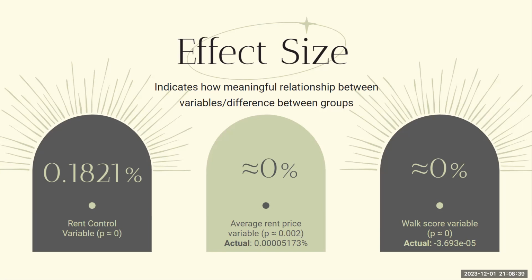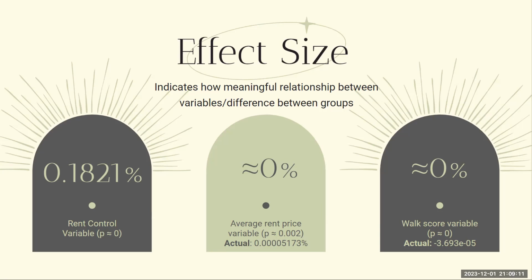For the average rent price variable, when the average rent is $1 more, the average rate of change in rent prices increases by 0.005173%, which is essentially zero. So cities with higher average rent prices have a negligible difference in the average rate of change compared to cities with lower rent prices. So even though rent prices can be higher in certain cities, the rate at which rent prices increase is not significantly higher than cheaper cities.